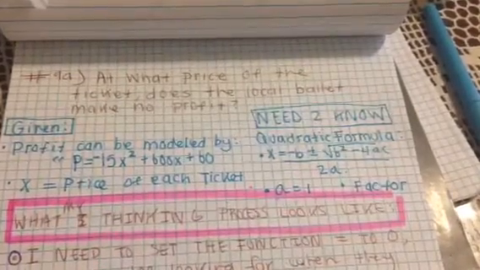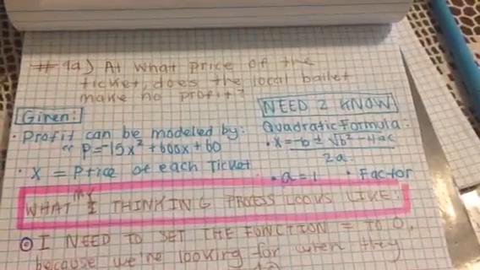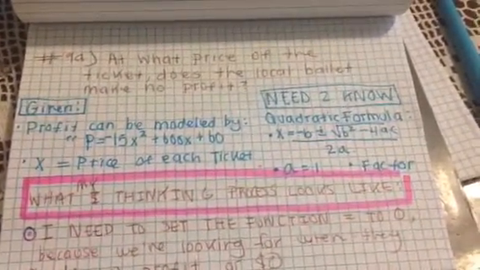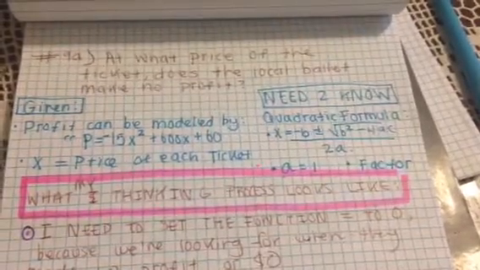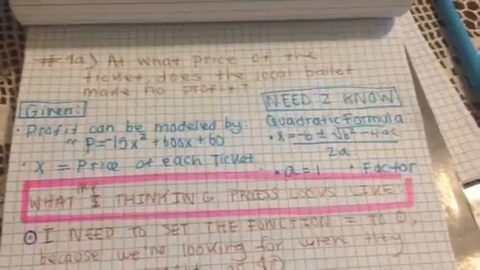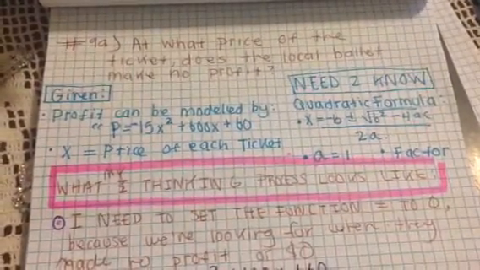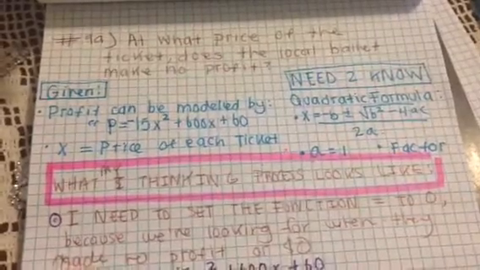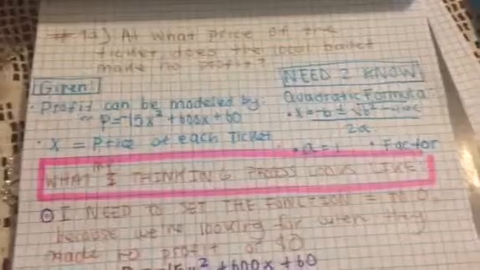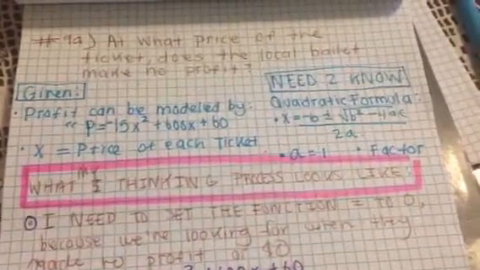For problem 9A, it asks us, at what price of the ticket does the ballet make no profit? Meaning that the profit has to be set equal to 0 because they're asking us for when they make no profit. And the given information they gave us was that the profit can be modeled by P is equal to negative 15x squared plus 600x plus 60.